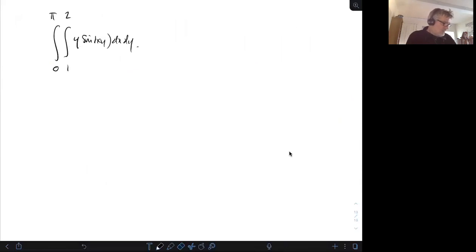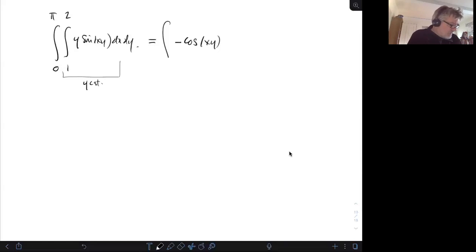Okay, so let's see. So the inside part is an integral with respect to x, right? y is a constant. And so if you remember, derivative of cos is minus sine. So that should be minus cos of xy. Let's think about it. If I differentiate, you can do a substitution if you prefer. Just write it out. But the derivative of cos is minus sine. With the chain rule, I'm going to get a factor of y because it's a constant. So I get exactly what I want.